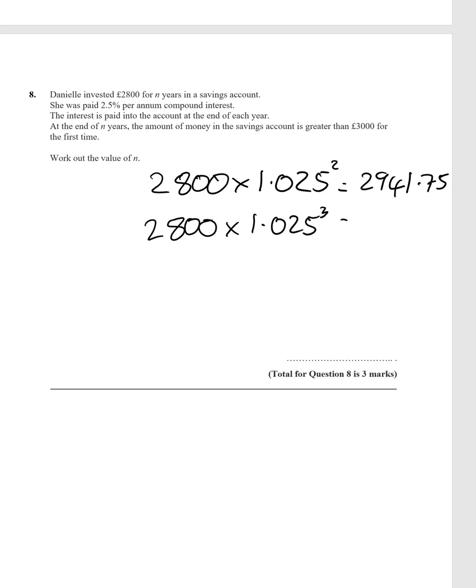You can actually solve it using logarithms, but you don't do that in GCSE maths. That gives you a figure over 3,000. So actually, the number of years is 3, just by knowing how to work out compound interest and doing a bit of trial and improvement.